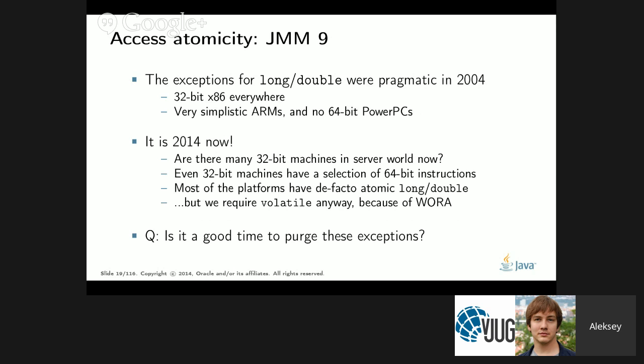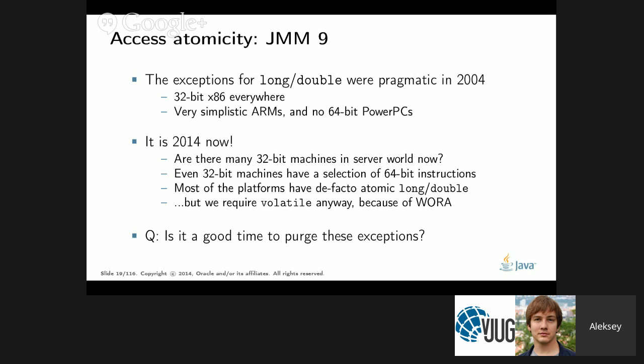we try to reconsider things. The exception for longs and doubles was pragmatic 10 years ago, when we had ubiquitous 32-bit machines. But now, 10 years later, we have lots of 64-bit machines and only a few 32-bit machines. Well, the Internet of Things will probably revisit that, but in the server market most machines are now 64-bit VMs. So the question is whether we want to drop this exception, whether we want to say that all types are atomic now.